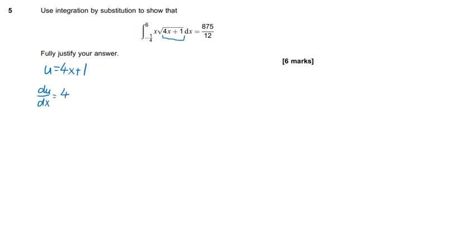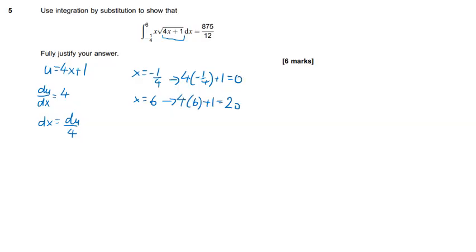Now if you treat this like a fraction, you can rearrange this to say dx is equal to du over 4. We also need to change the limits, because remember the limits mean x equals minus a quarter and x equals 6. So we need to use the substitution to change those. So if x is equal to minus a quarter, I've got 4 times minus a quarter plus 1, which is 0. And 4 times 6 plus 1 equals 25.